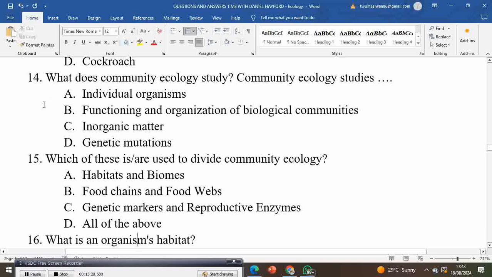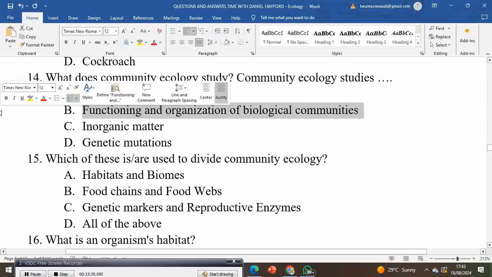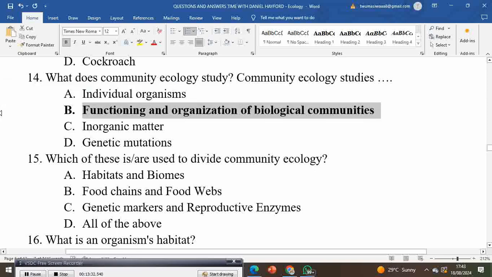So which one is your best shot? Our best shot should be B, functioning and organization of biological communities. And I think I would like to spell the organization this way, with an S, the British way of spelling organization. Now, question number 15, which of these is or are used to divide community ecology?